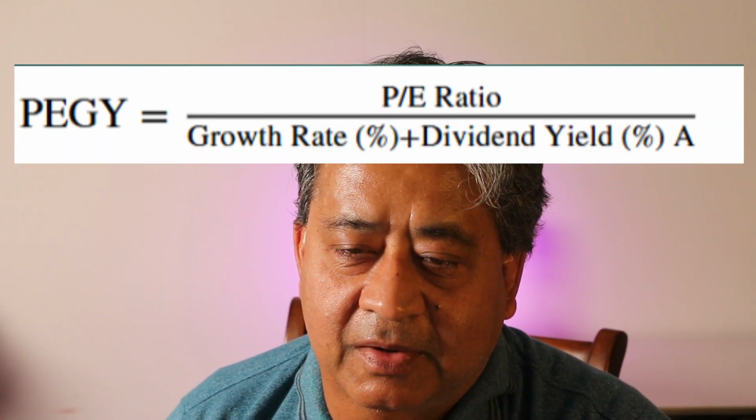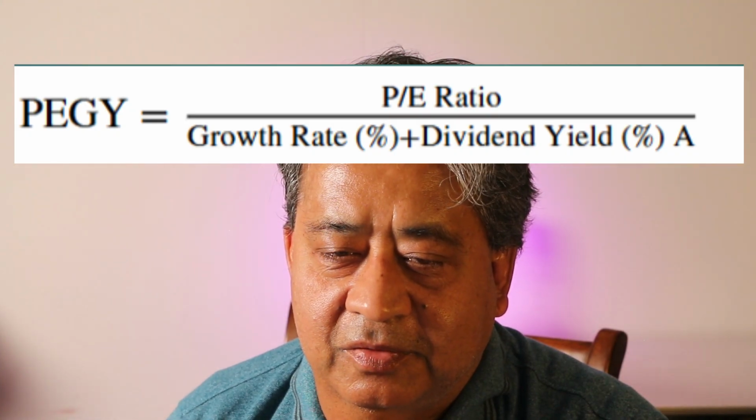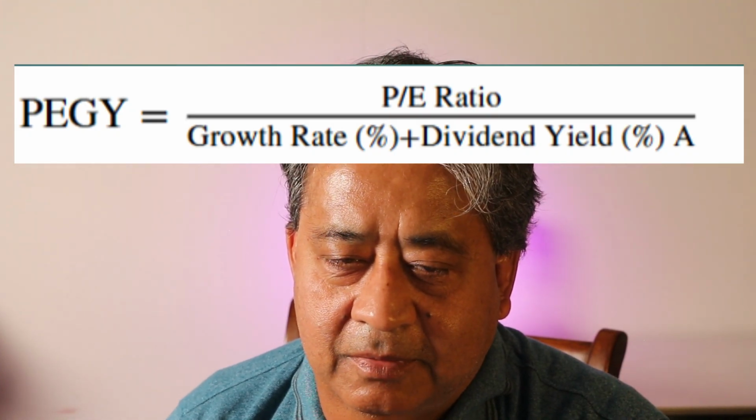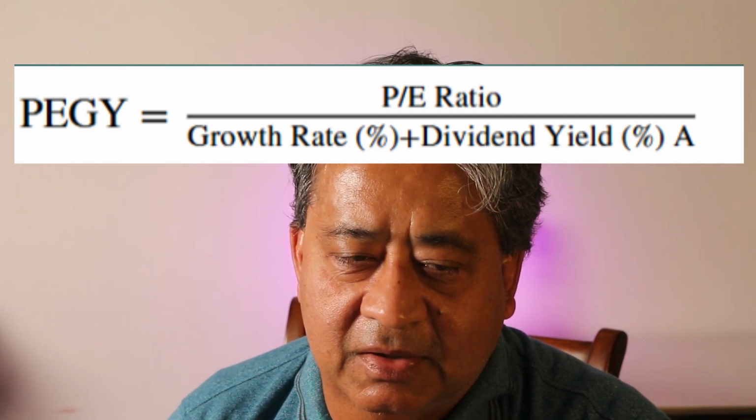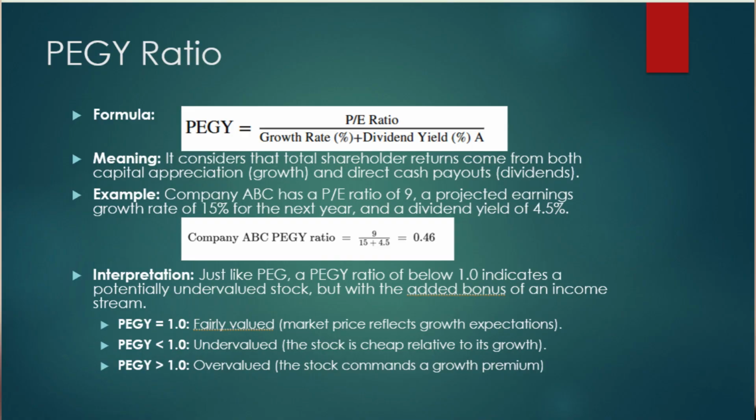The PEGY ratio is the PE ratio divided by the growth rate plus the dividend yield. Earlier, the PEG ratio was just the PE ratio divided by the growth rate, but in the PEGY ratio, the denominator also adds the dividend yield. It considers the total shareholder return that comes from both company growth and the dividend cash payments, because the dividends are paid immediately.